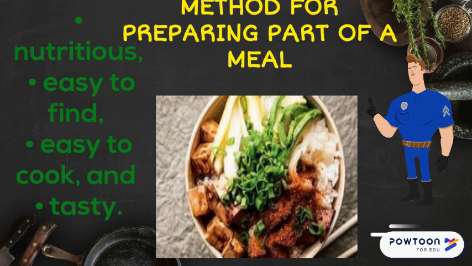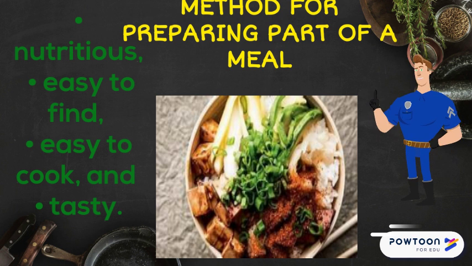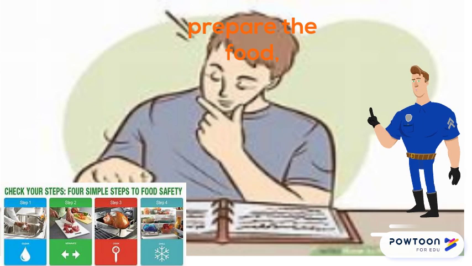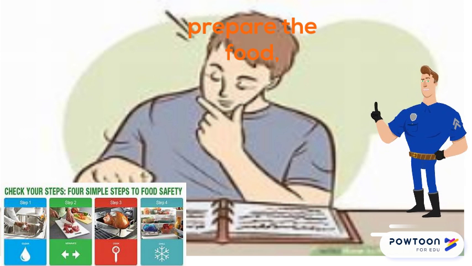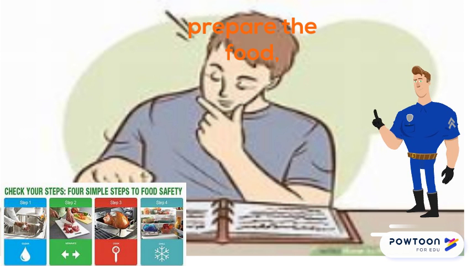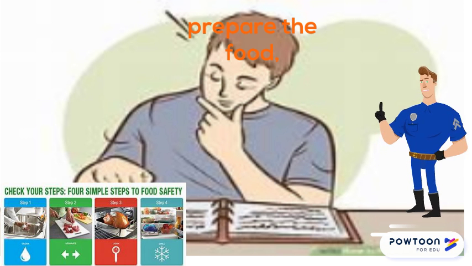Let's look at a method for preparing parts of a meal. Choose one item of food from your emergency meal, and remember that it should be nutritious, easy to find, easy to cook, and tasty. Before you prepare the food, write down the steps that you have to follow to make it. Write down the steps in the correct order from start to finish. Think carefully about what you need to do first and then what you need to do after that. To list your steps in this way can be called writing your steps in sequence.